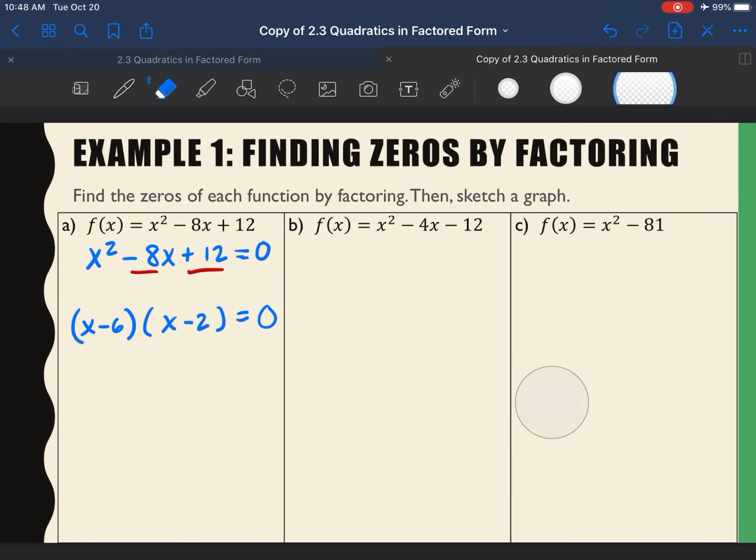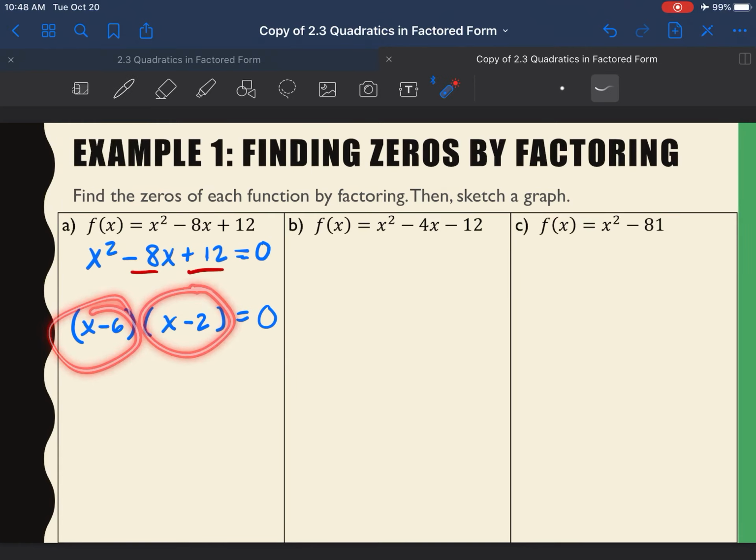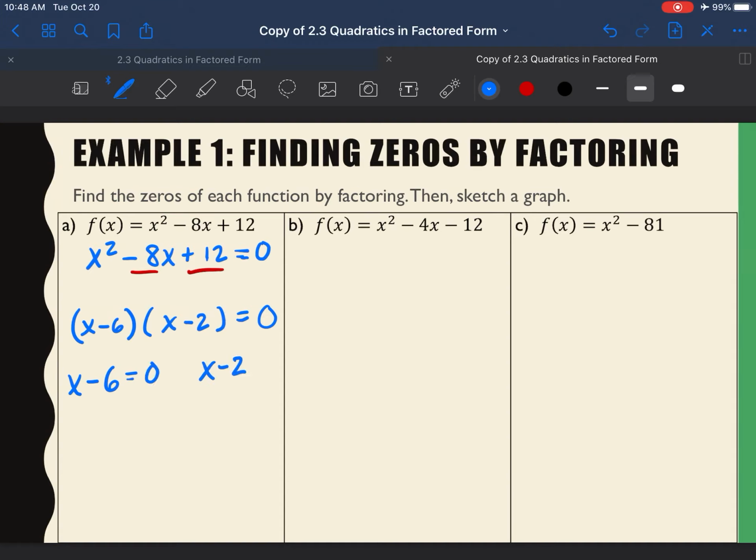So we're going to use that same idea over here because we have two sets of parentheses, and when you multiply them together, the answer becomes 0. So we don't know which one would be 0, so we just take each one individually and set it equal to 0. And then once you set it equal to 0, you just solve each one individually.